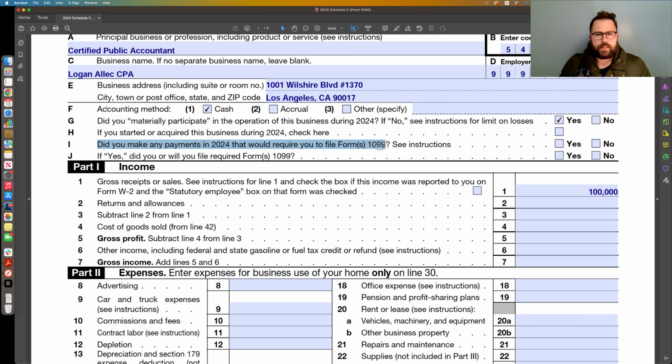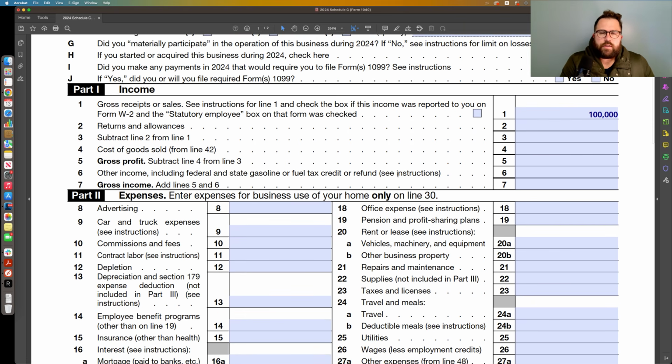Did you make payments in 2024 that would require you to file Form 1099? Basically, if you paid an independent contractor more than $600, you should have filed Form 1099. You should have given them a Form W-9, they filled it out, and you issue them a 1099. You select yes, right? If yes, did you or will you file the required Forms 1099? Hopefully, if that's yes, then this is yes. If this is no, I typically leave this one blank.